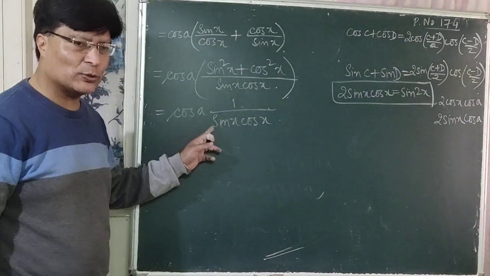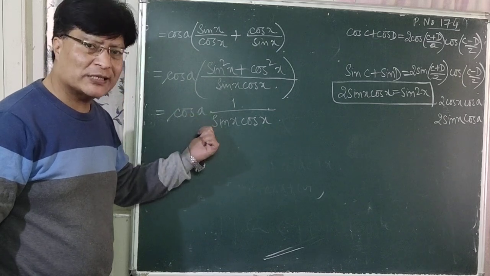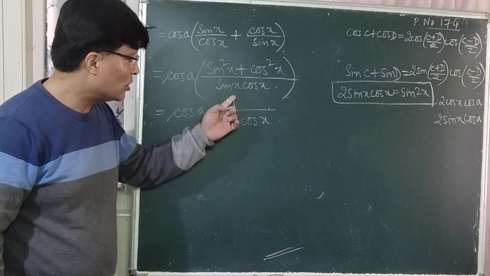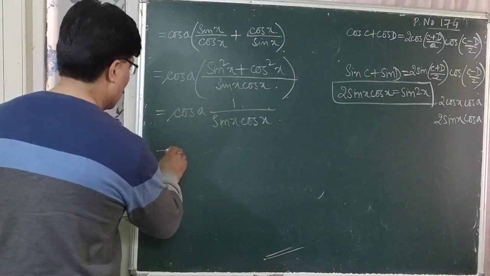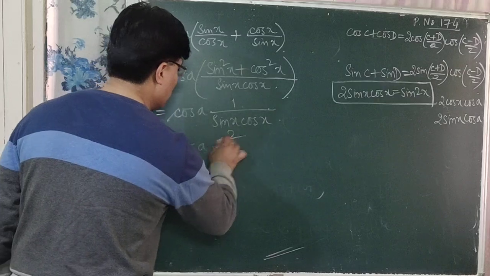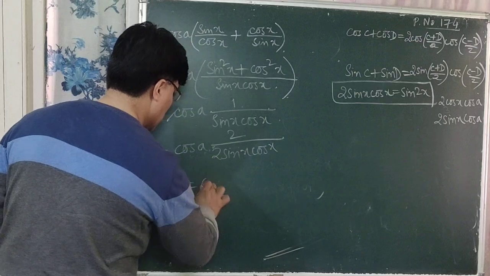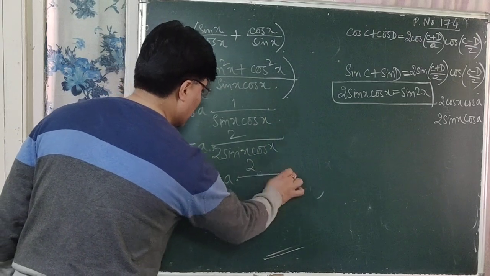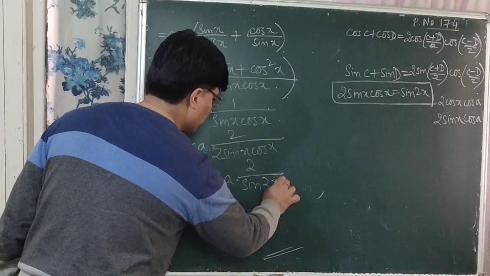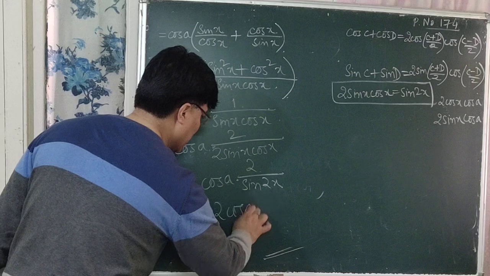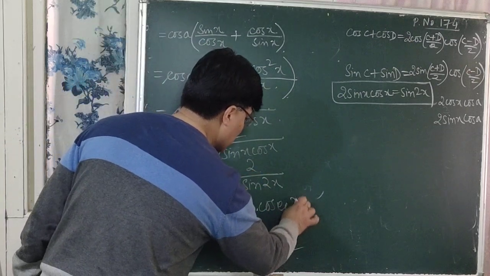But what is missing here? 2 is missing. So you have to multiply it by 2. But we are multiplying ourselves by 2 here. That should be cancelled. So you have to multiply the numerator by 2 also. So multiplying and dividing by 2 is equal to cos a into 2 divided by 2 sin x cos x, is equal to cos a into 2 divided by, what is the formula for 2 sin x cos x? It is written there. It is sin 2x, is equal to 2 cos a into what? What is 1 by sin 2x? It is cosec 2x.